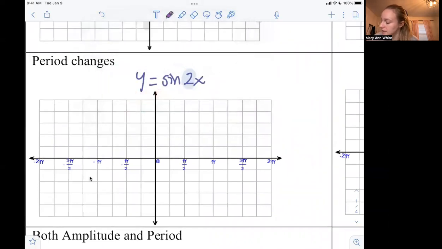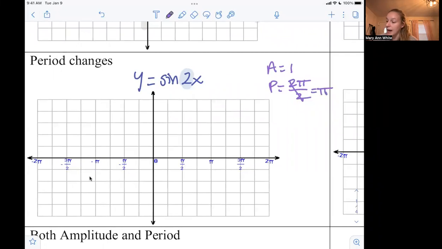So in this case, my amplitude is 1 because my A is just 1. It's fine. It didn't change. But my period, instead of being 2 pi, it's going to be 2 pi divided by 2. My period is always 2 pi divided by B. So that means in this case, my period is pi. So instead of going from 0 to 2 pi, I'm going to go from 0 and stop at pi. So I need to get my whole sine curve in this little space.